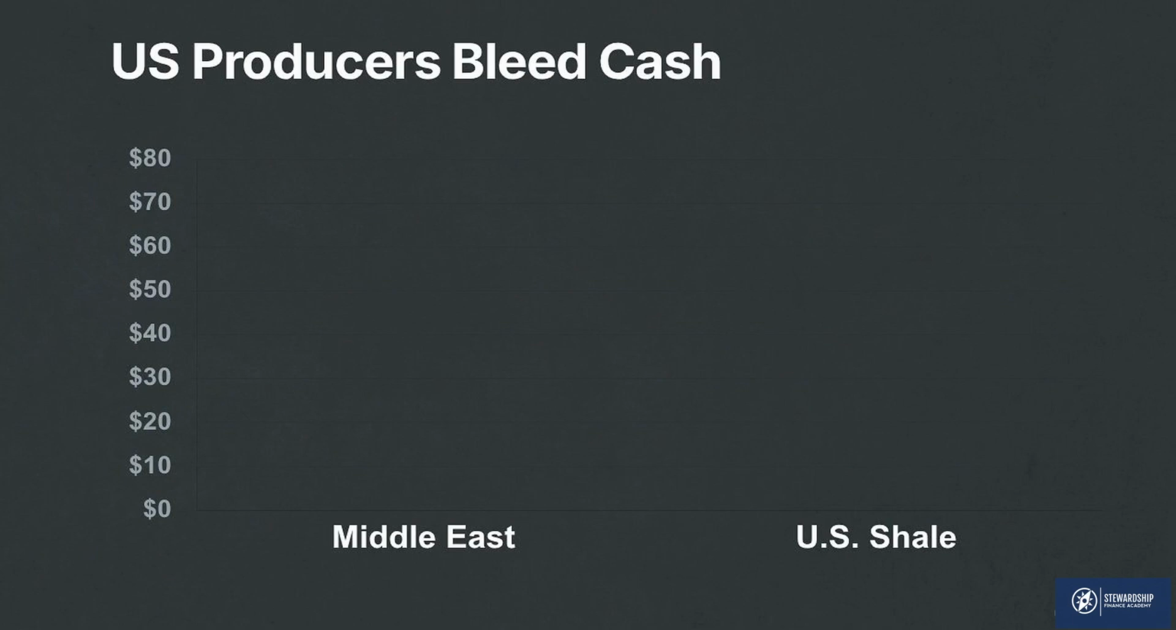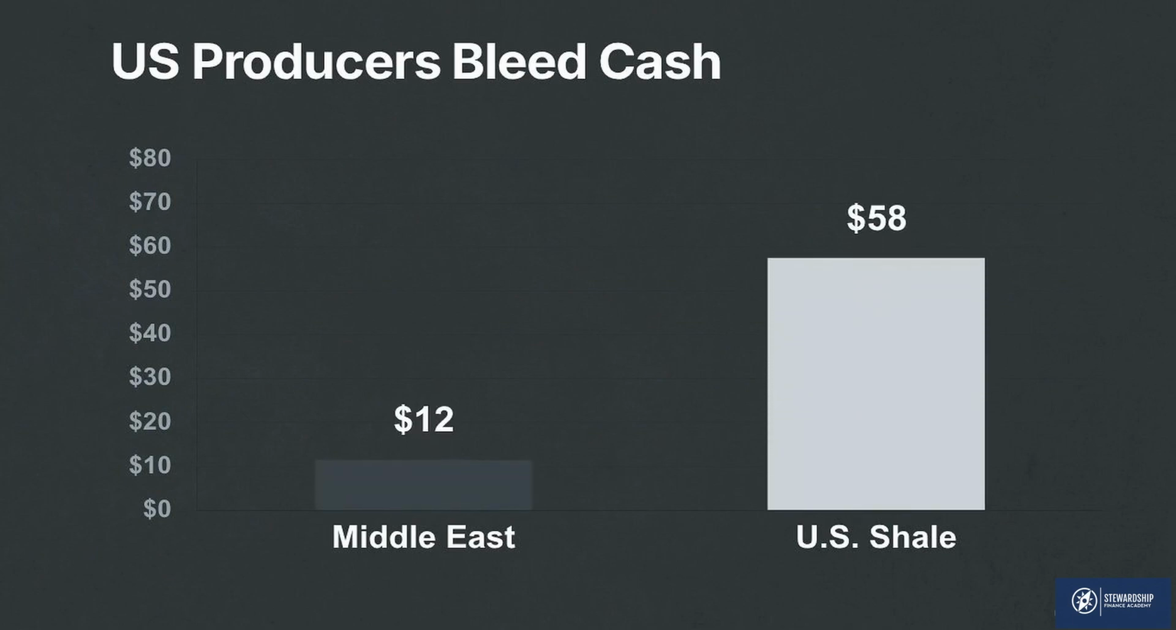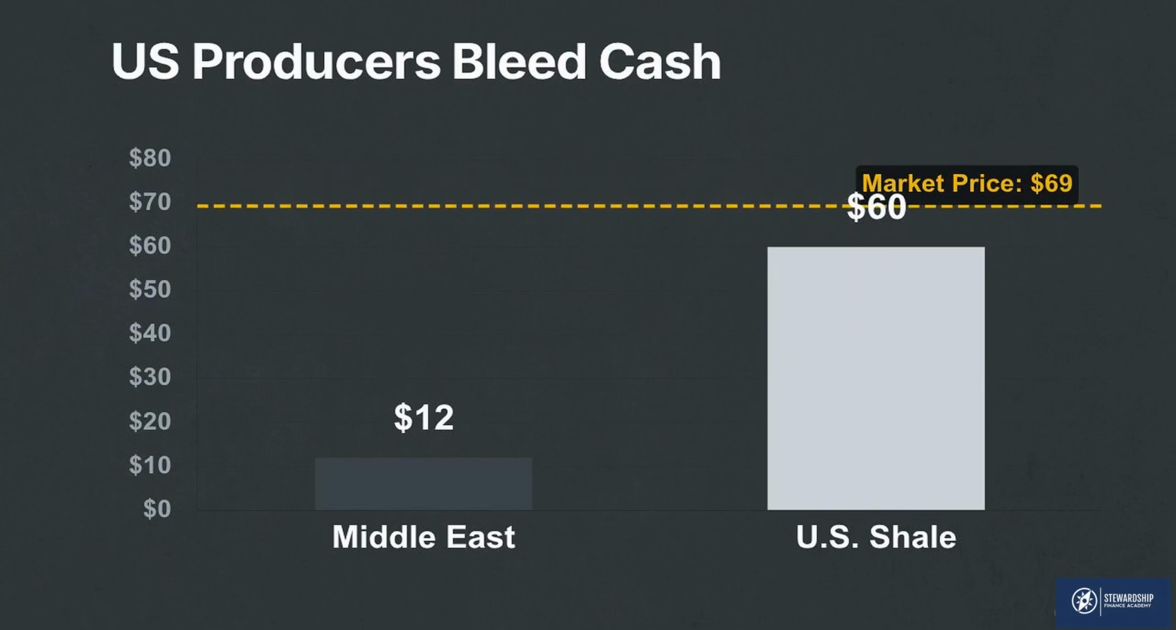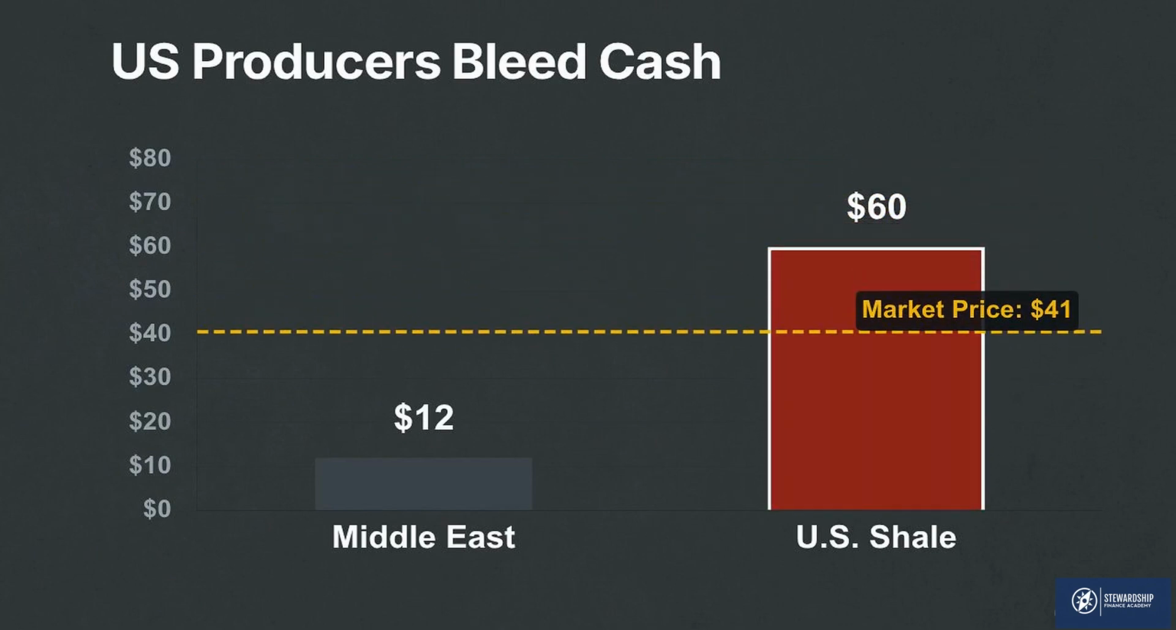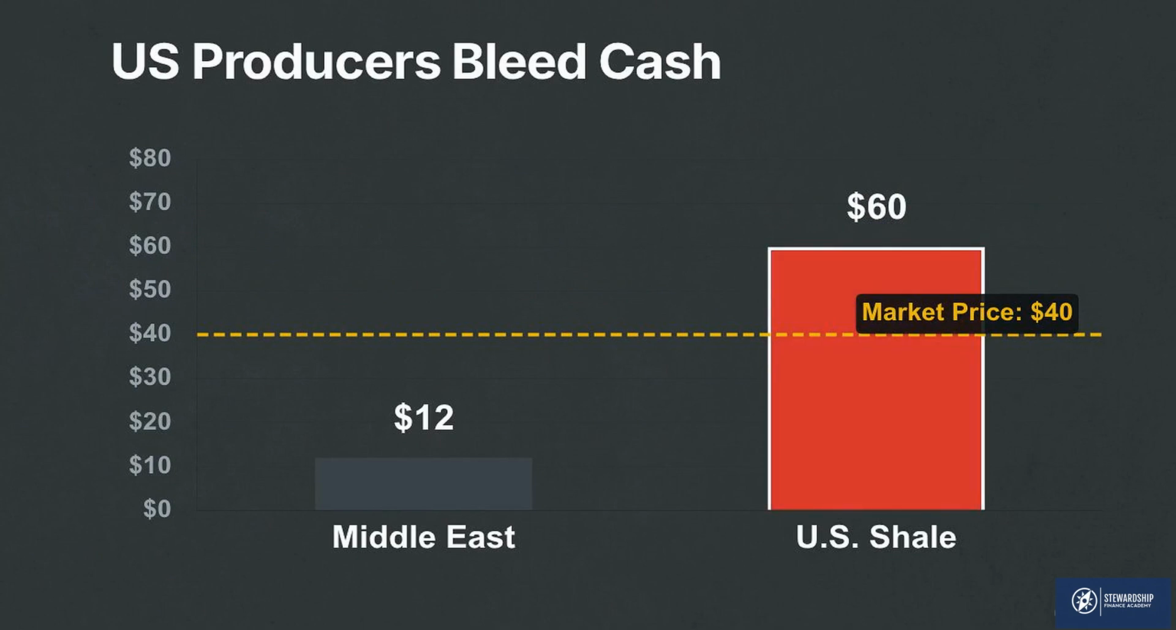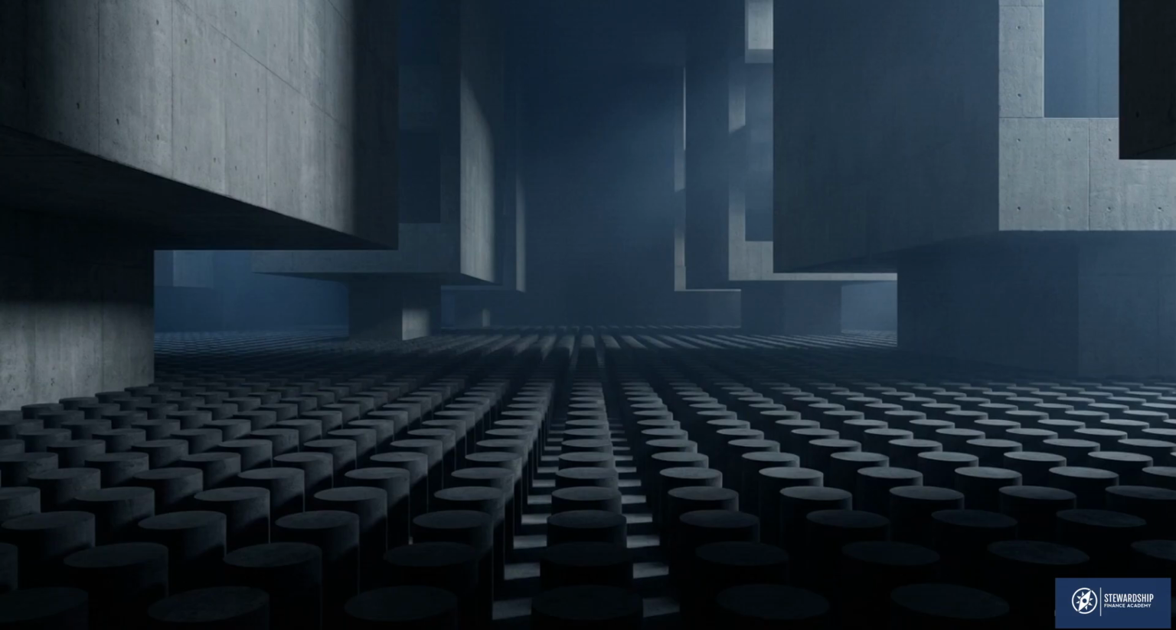This chart compares the production realities. The $60 US baseline towers over the $12 Middle East cost structure. This creates an unviable position. If global prices drop to $40, the Middle East still profits heavily, while US producers bleed cash. To prevent this, the US historically flooded the market to act as a loss leader.